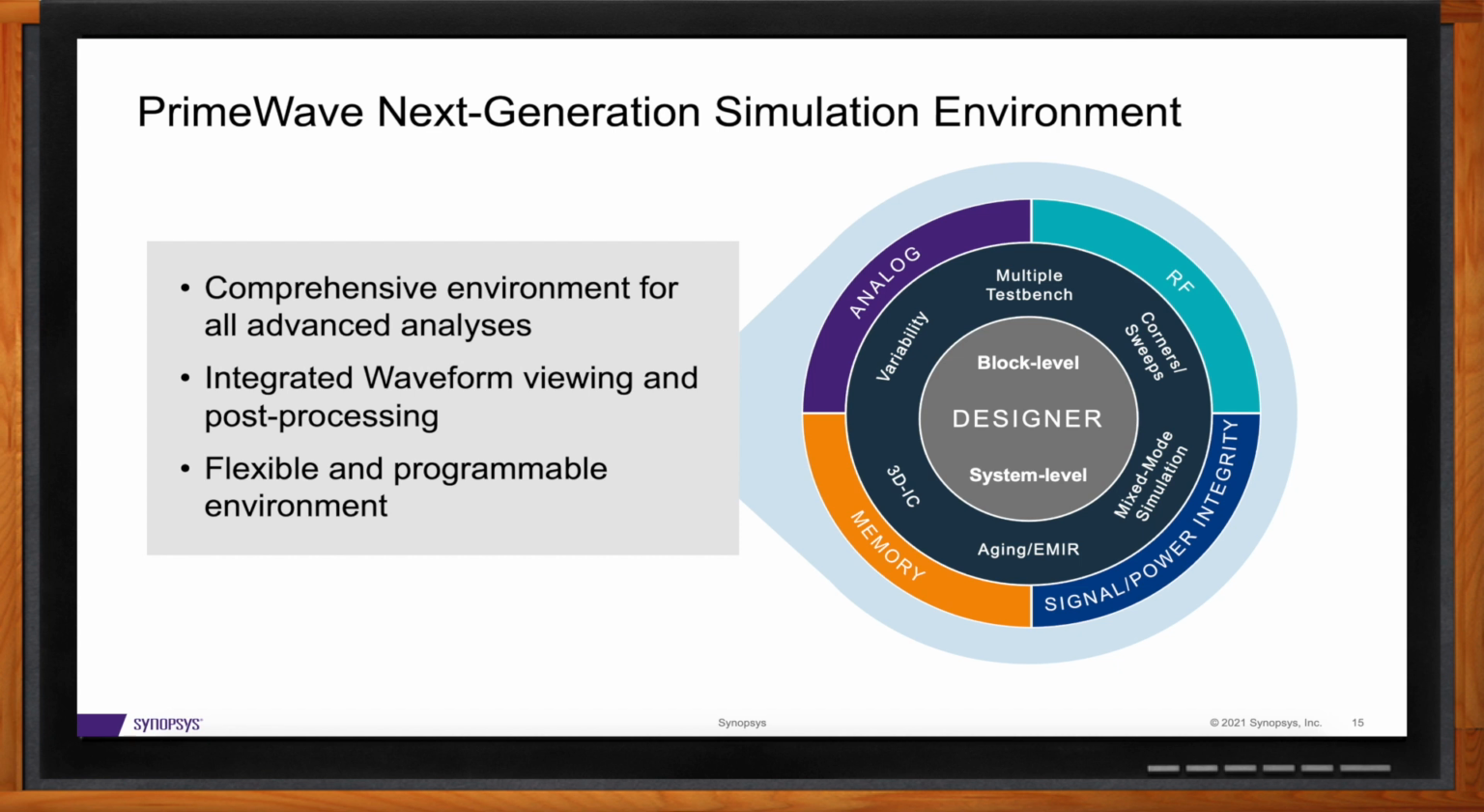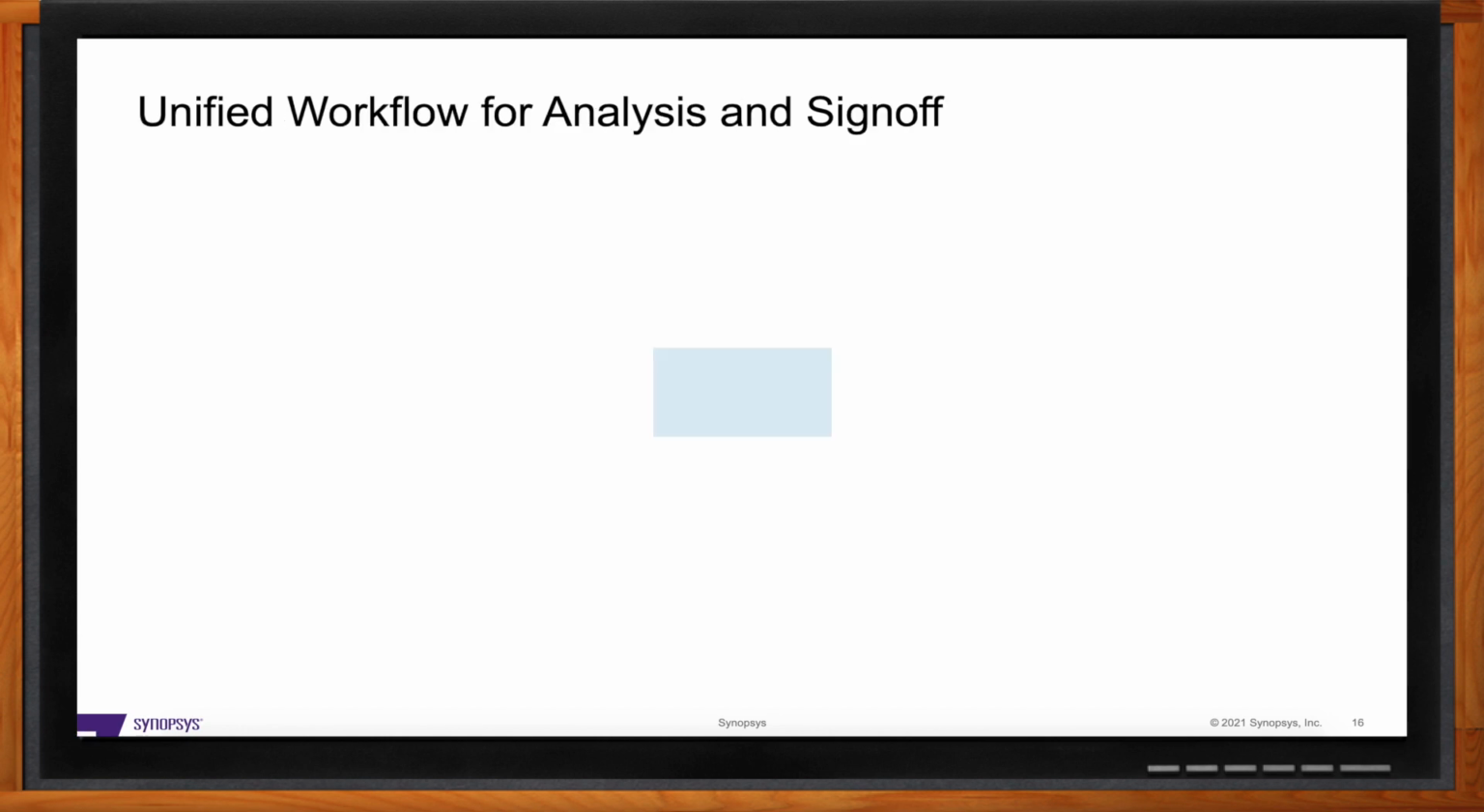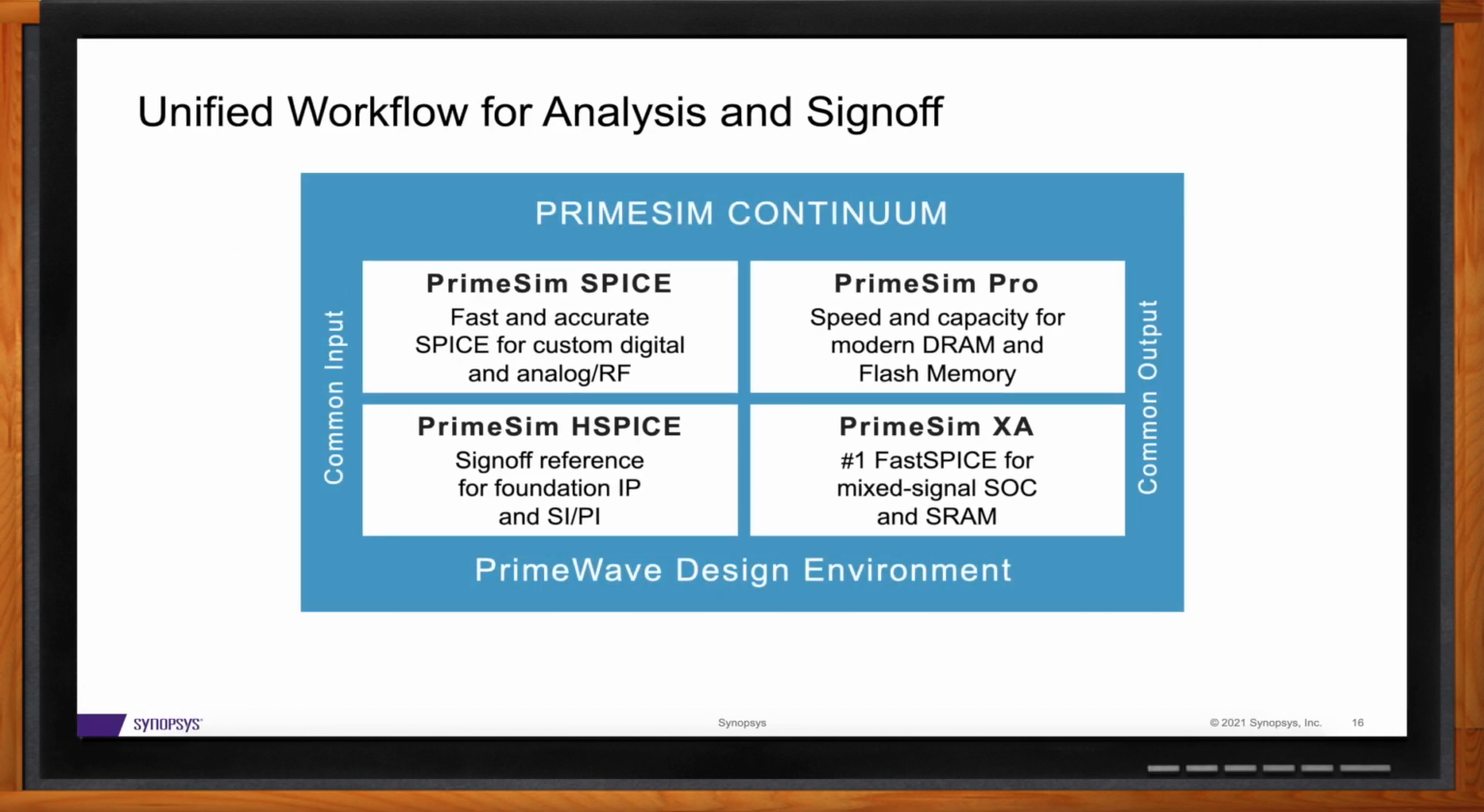So Hani, what else is in PrimeSim Continuum? Yeah, Amelia. So PrimeSim Continuum is a unified workflow of best-in-class simulation engines. We talked about PrimeSim Spice and PrimeSim Pro, but PrimeSim Continuum also includes PrimeSim Edge Spice, the golden sign-off reference for foundation IP and signal and power integrity simulation. It's the simulator used by all major foundries for developing their device models and for their sign-off. It also includes PrimeSim XA, which is our leading FastSPICE for mixed signal SoC and embedded SRAM.